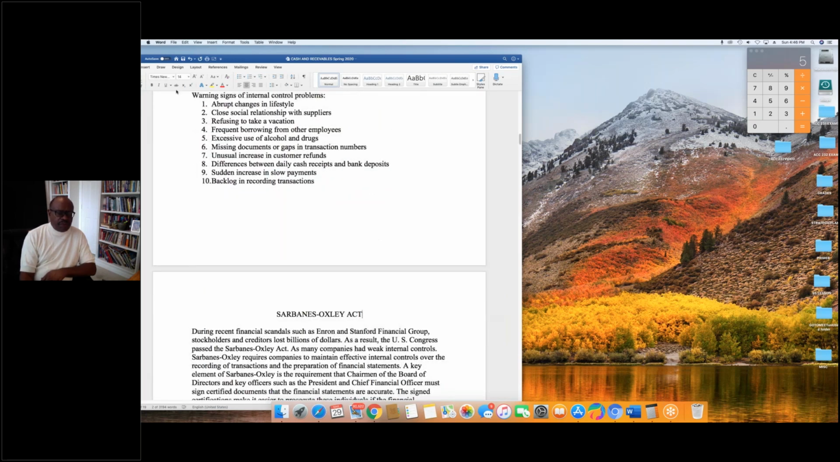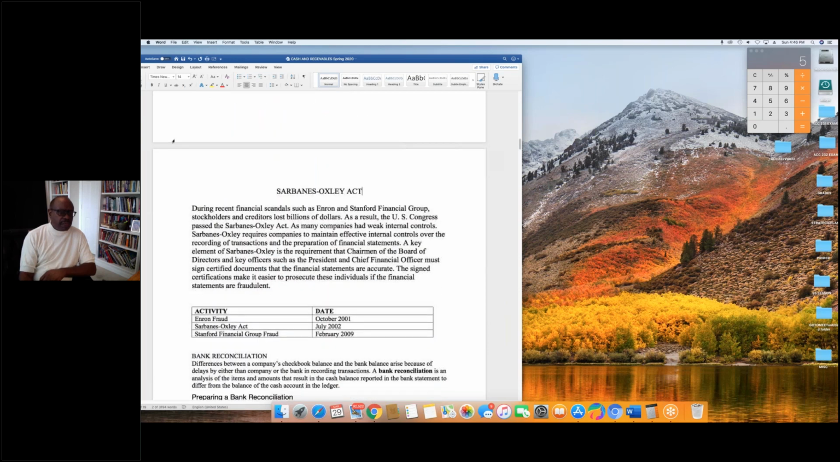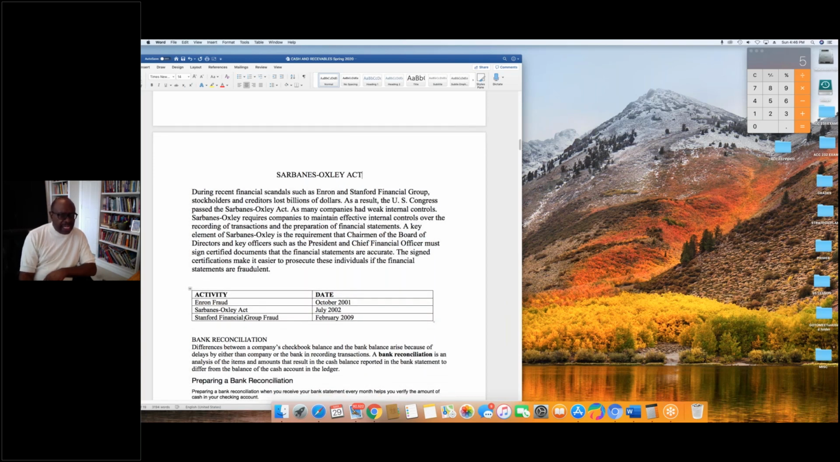So when frauds occur, the shareholders and employees lose out. Shareholders lose their investments, employees lose their jobs. So Sarbanes-Oxley was passed in 2002. We got vigilant. But then in 2009, the Stanford Financial Group in Houston committed frauds and took people's money again. And, you know, we stopped that.